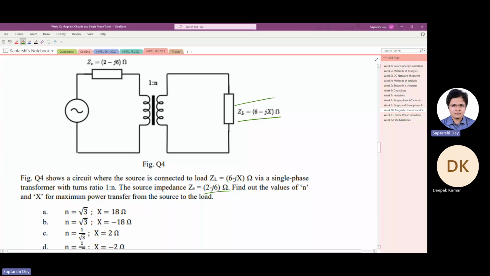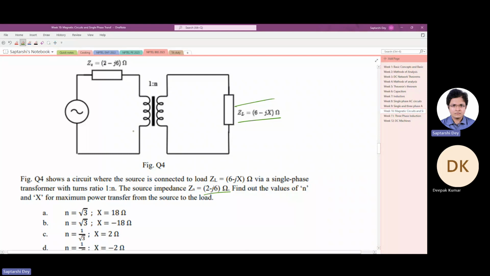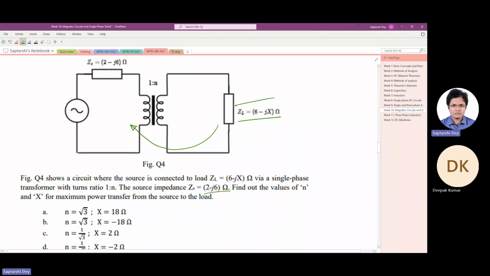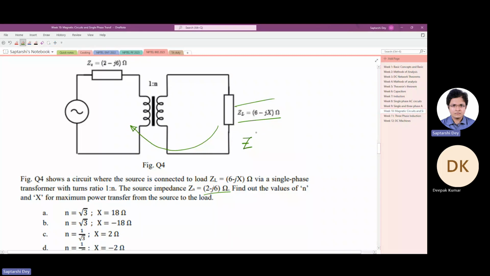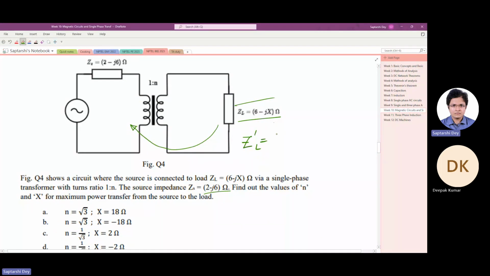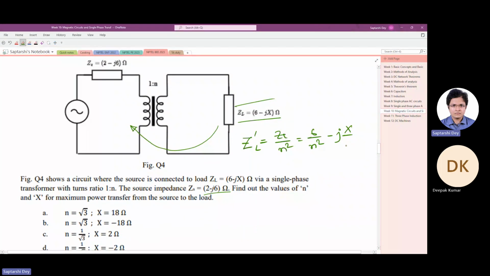So what we can do is transfer this impedance to this side. Since it is 1:n, ZL referred to the primary side, ZL prime, will become ZL by n squared. So it is 6 by n squared minus j x by n squared.